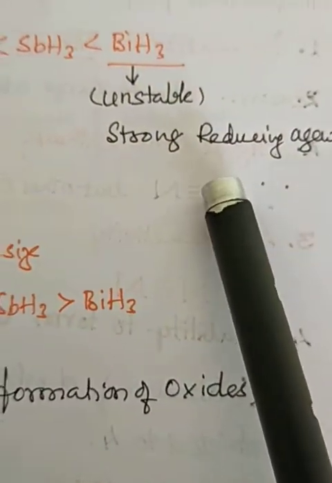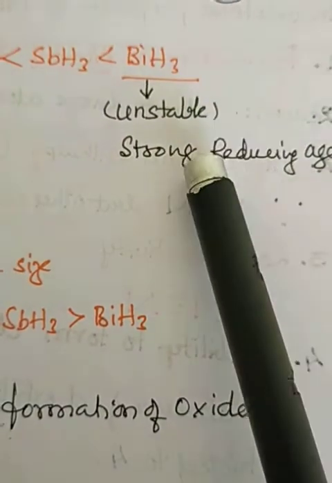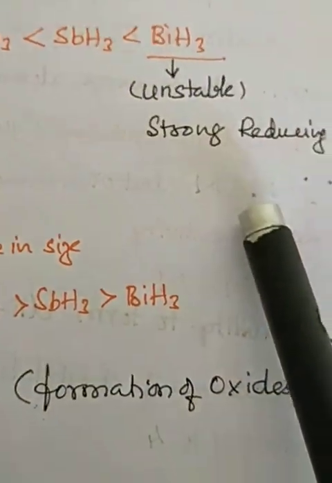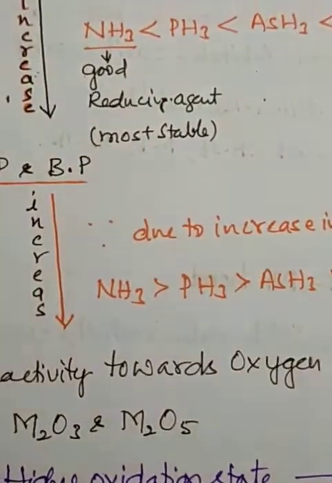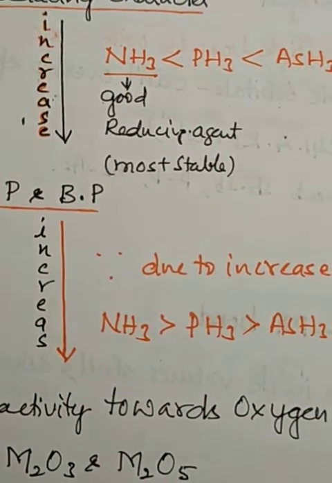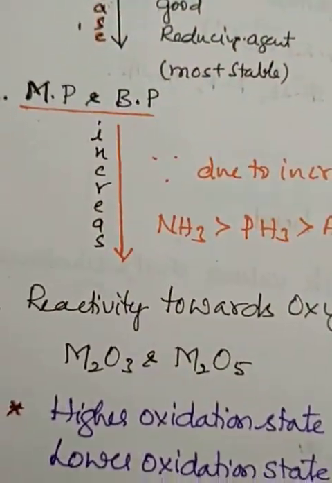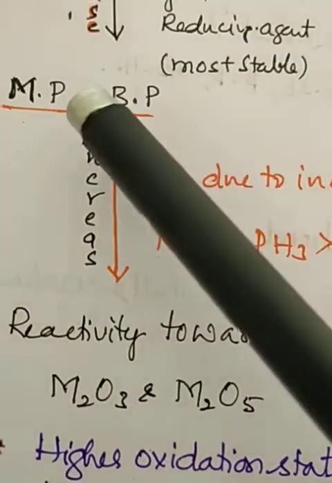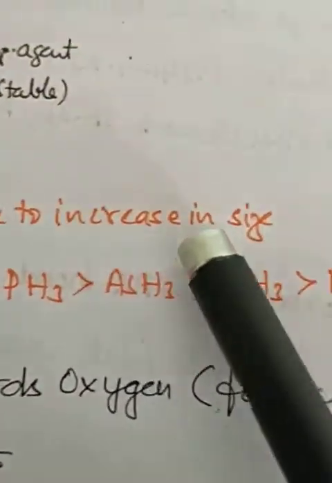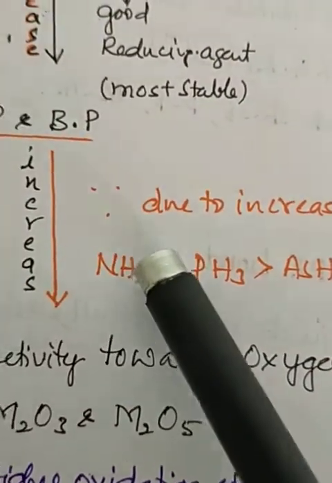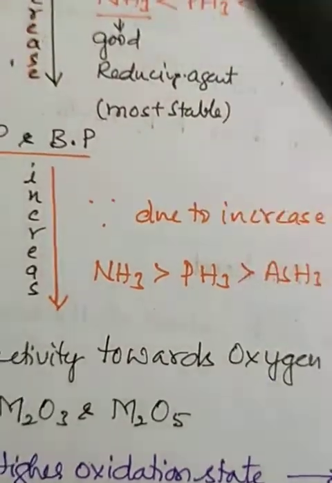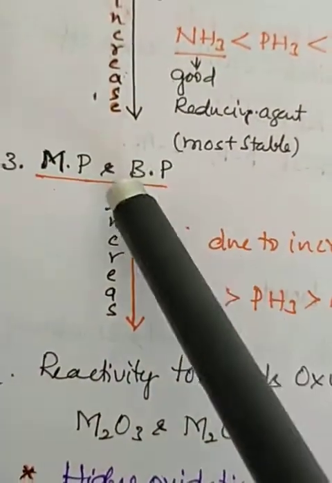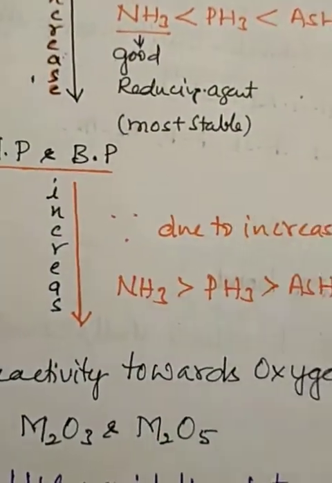One more question will be focused on: which is the strong reducing agent among these hydrides of the 15th group elements? Bismuth hydride is the strong reducing agent, and ammonia is a good reducing agent. Then we come to this one. Melting point and boiling point of 15th group elements increase down the group due to increase in size. That's about the melting point and boiling point; both characters come at the same point.